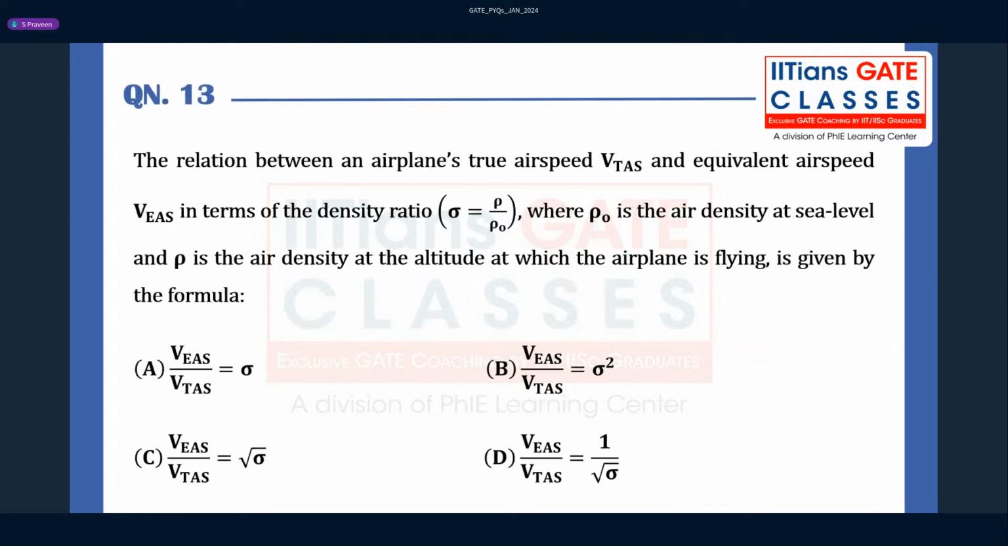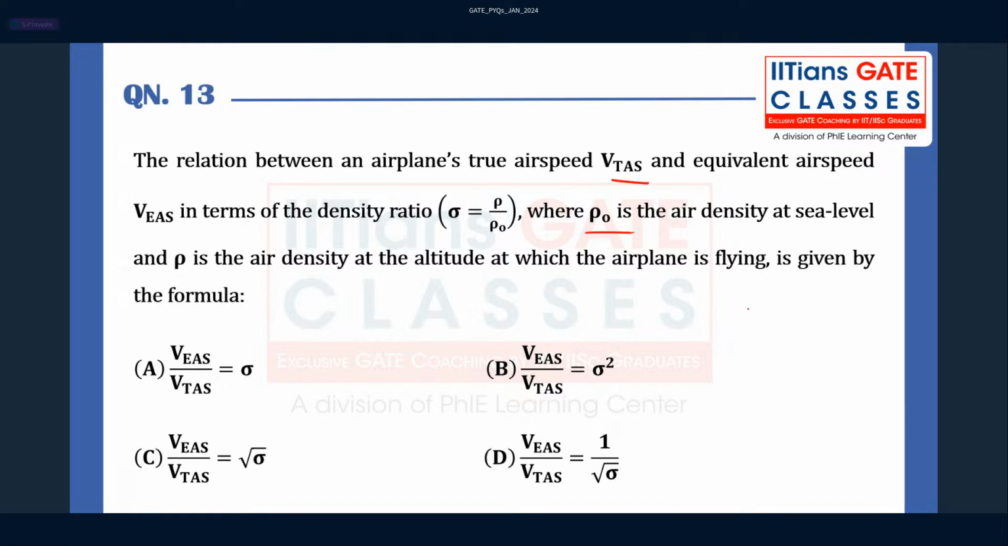Take this down. The relation between an airplane's true airspeed V_TAS and equivalent airspeed V_EAS, in terms of the density ratio sigma equal to rho by rho naught, where rho naught is the air density at sea level and rho is the air density at the altitude at which the airplane is flying, is given by the formula. We have 4 formulas here. Let's see how to do this.